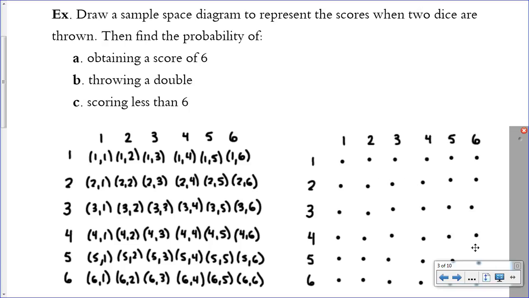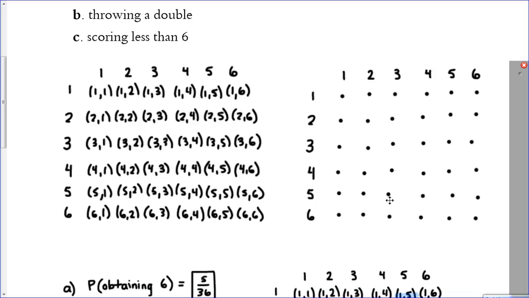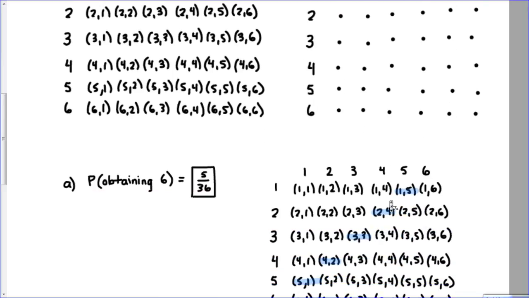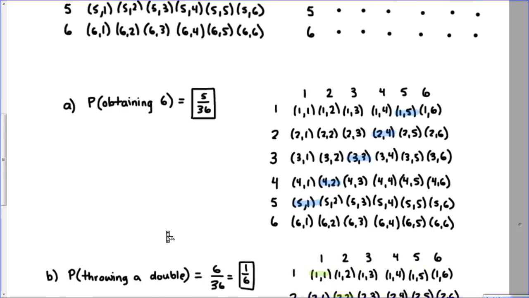Or a sample space diagram could even look like this. This is an even more efficient way of showing the possible results, where each dot represents one of the rolls, and you have to read across and up the table in order to figure out what each dot represents. But then you can answer questions. So like the probability of obtaining a 6, you'll notice that there's a little pattern. If you start highlighting the ones that total up to 6, you'll see they all occur in a diagonal row. So there's 5 out of 36 chance.